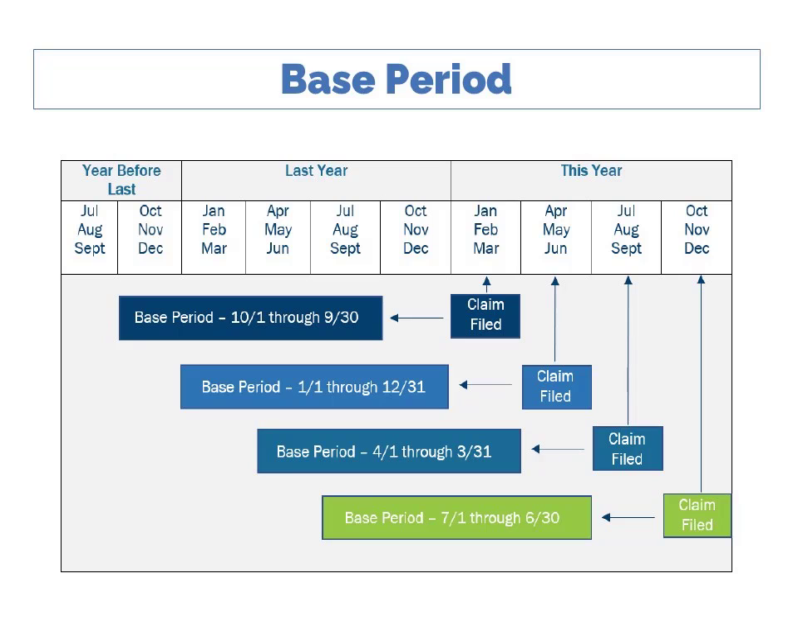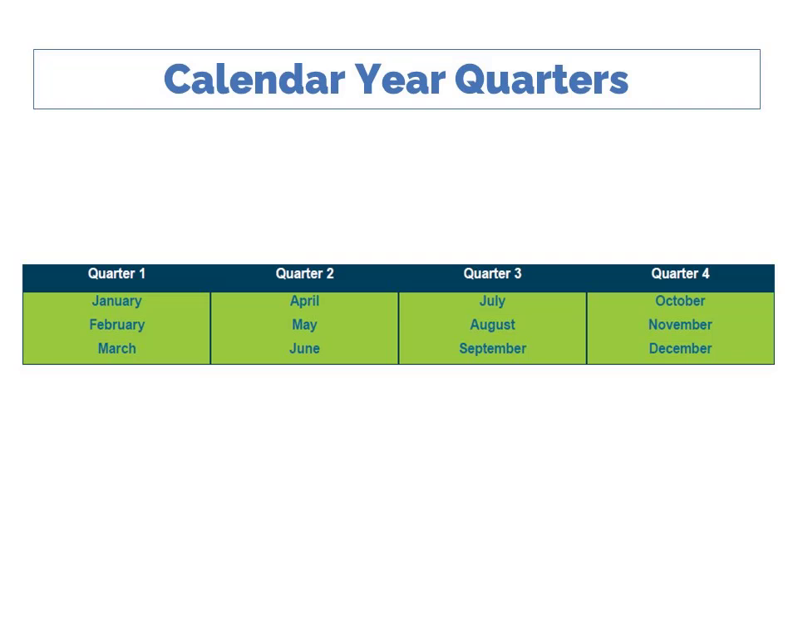claim begins. The base period changes every 3 months at the beginning of each new quarter, starting in January, April, July, and October. A calendar year is divided into 4 quarters.